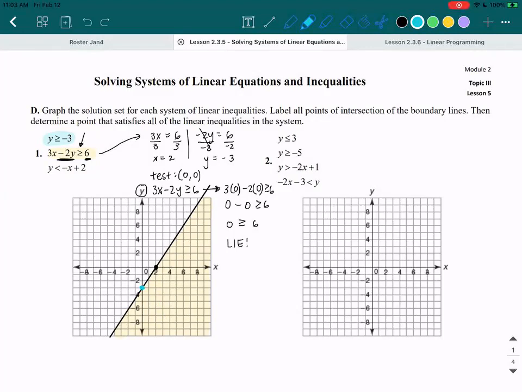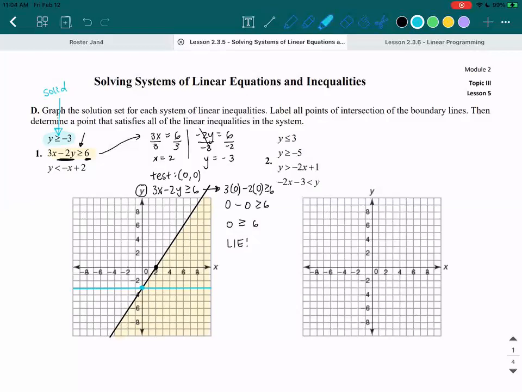Also, before I draw it, should it be a dotted line or a solid line? According to our symbol, this should be a solid line, because it has the greater than or equal to symbol. Because of that line underneath, that means it's solid. So I'm going to draw a solid horizontal line straight across. So this is my line for that graph. And of course, we need to do some shading.